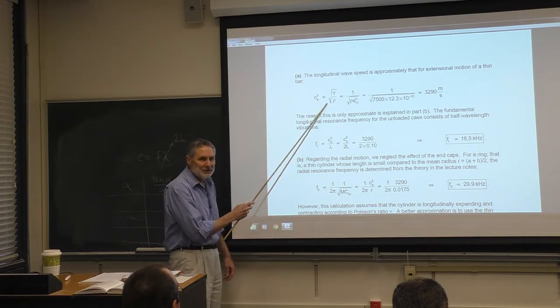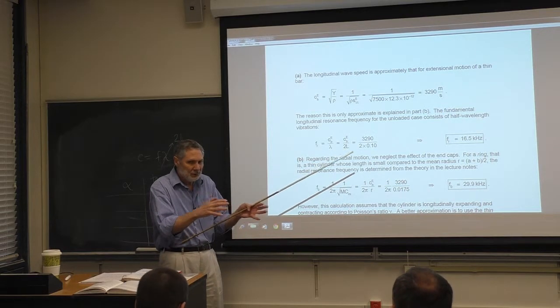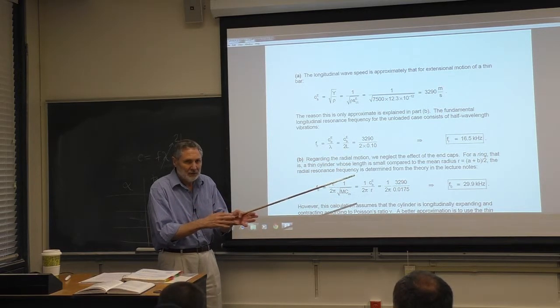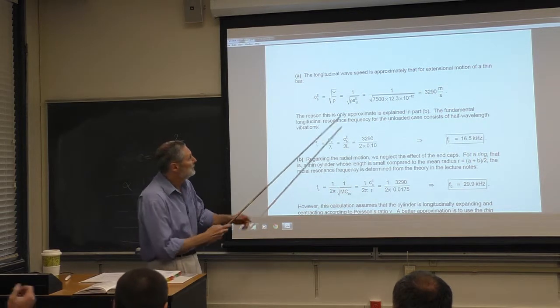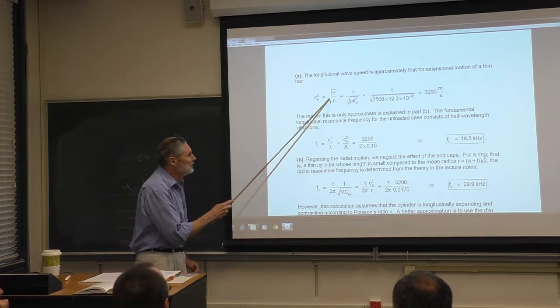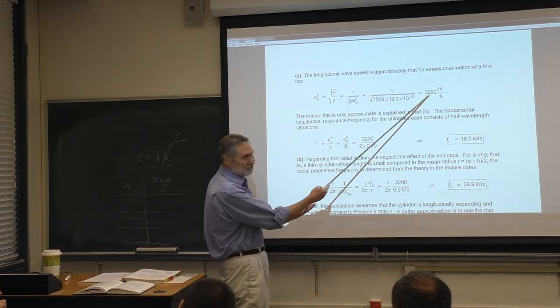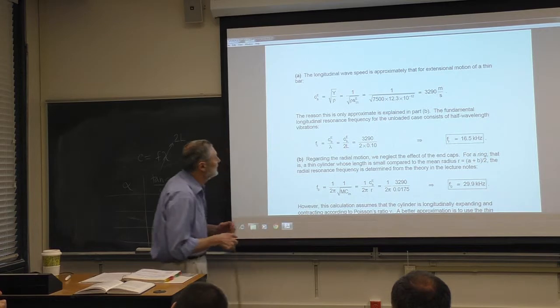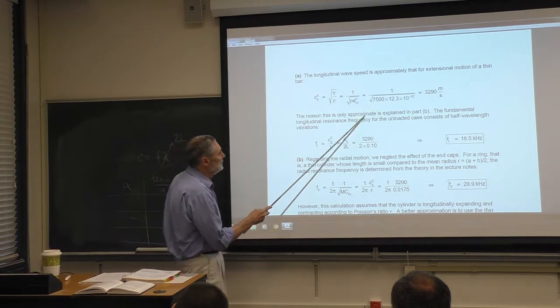Here we are, this is Young's modulus, assuming it's bulging and compressing perpendicular to the length. Now this turns out to only be an approximation, we'll discuss that in a minute, but let's calculate it. We get 3290 kilometers per second. Like I said, I'll explain why it's approximate in a minute.